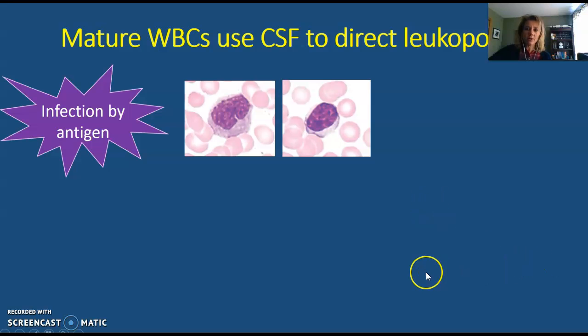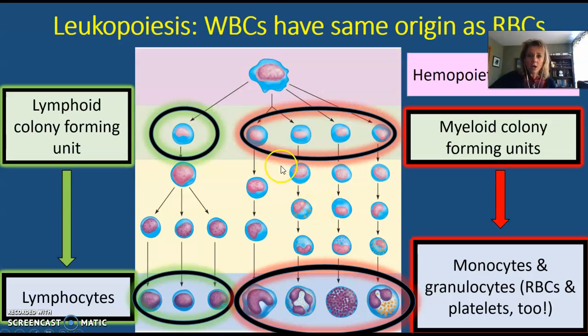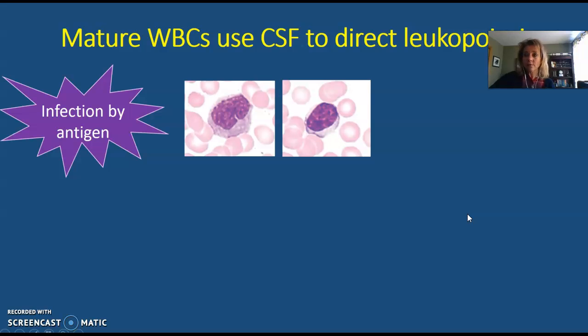And then this is another nice to know thing. Mature white blood cells are going to use something called colony stimulating factor. I know CSF makes you think of cerebral spinal fluid, but no, not here, not when we're talking about our blood cells. When we're talking about our blood cells, we are actually talking about colony stimulating factor. So what I'm talking about is, if I can get back to my slide here, colony stimulating factor is stimulating these colonies to differentiate into different kinds of blood cells.